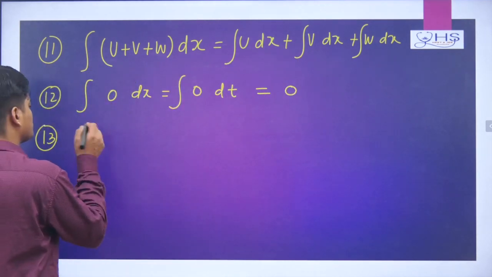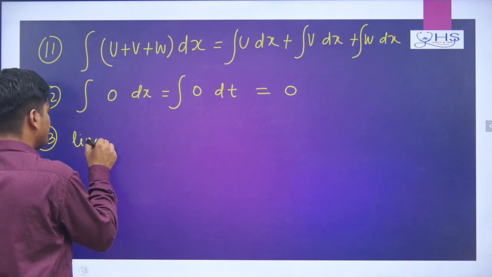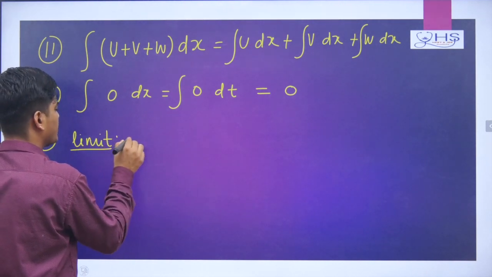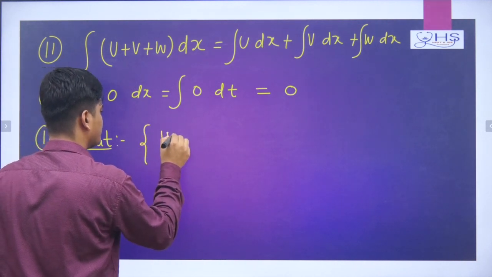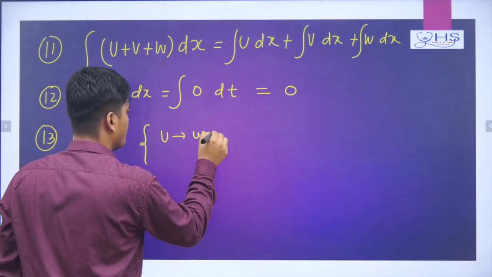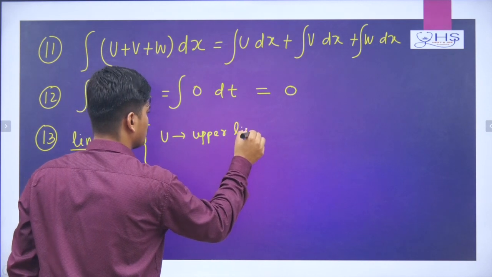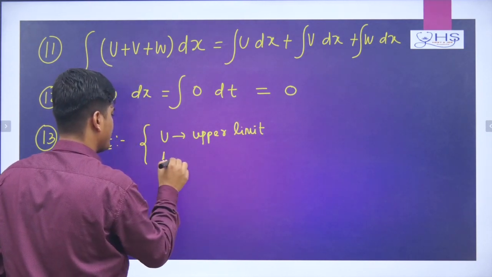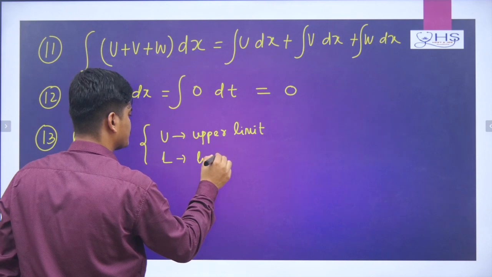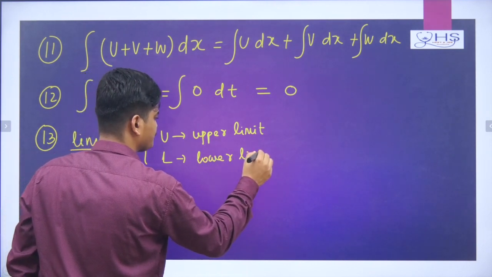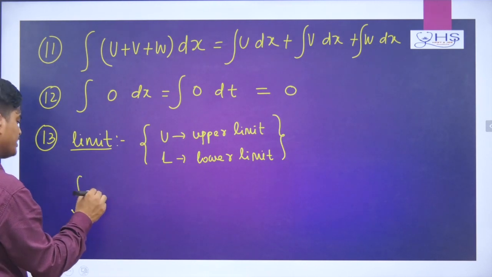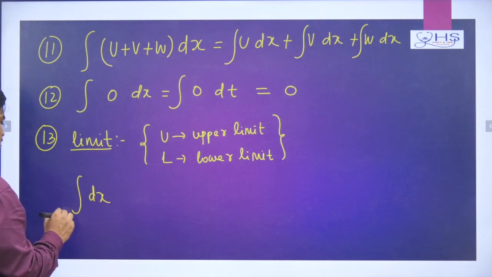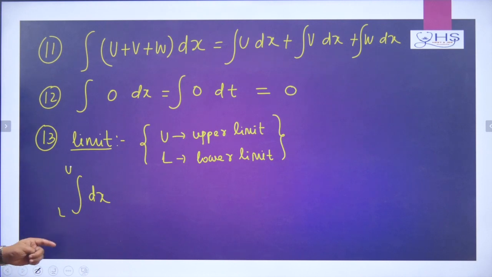Okay, now see, here is some limit formula. Some limit type of integration we will see. Now suppose some integration like this. Here I will write u, which is basically the upper limit, and L is basically the lower limit. This type of formula I will take here. See here, suppose I am doing the integration of a dx. Here I am writing L, here I am writing u. So my u is called the upper limit, L is called the lower limit.